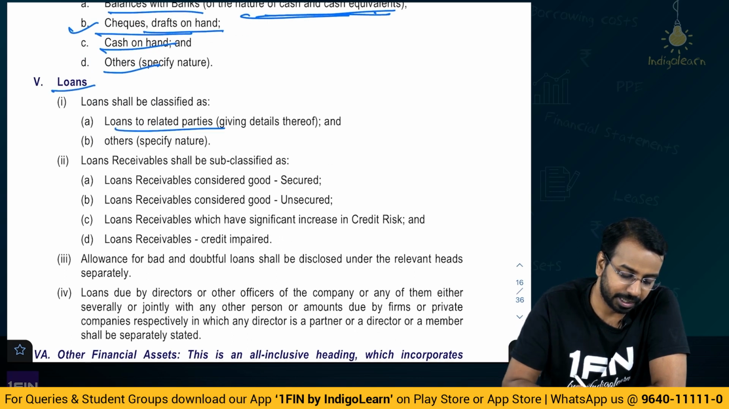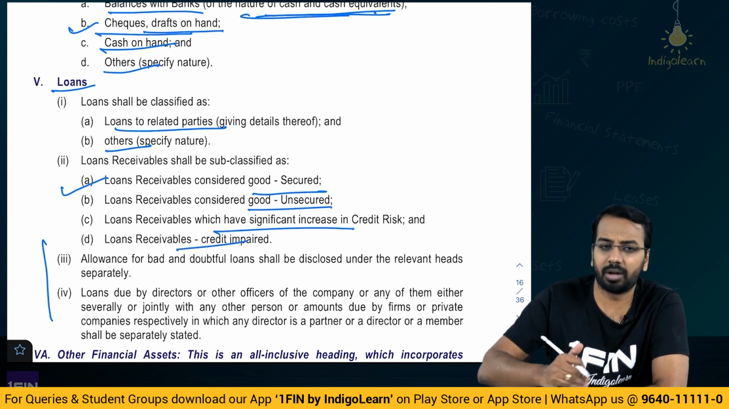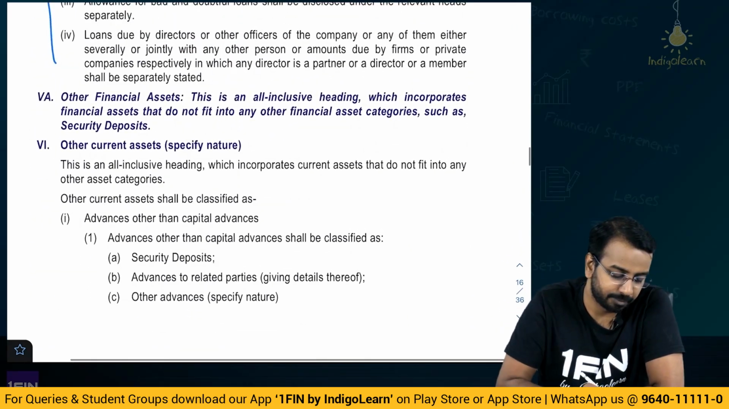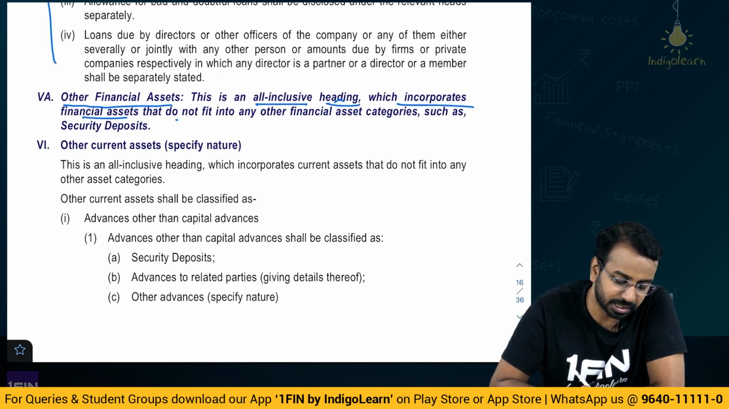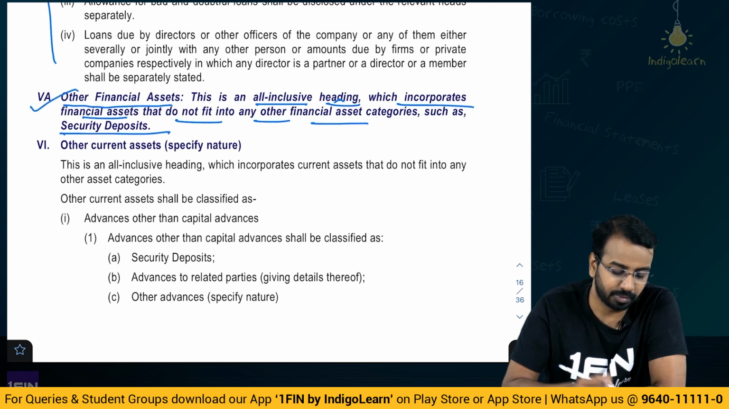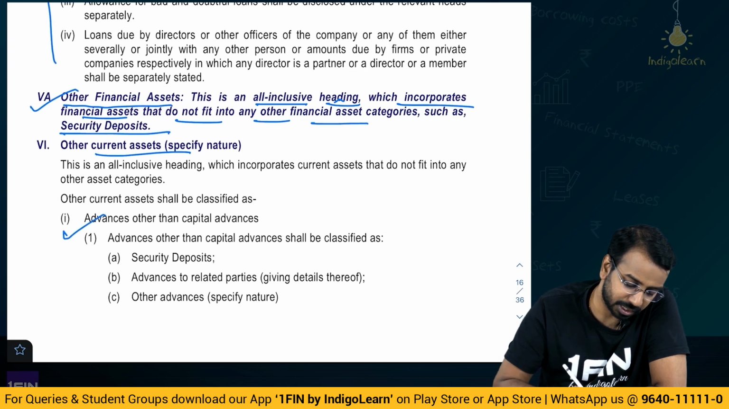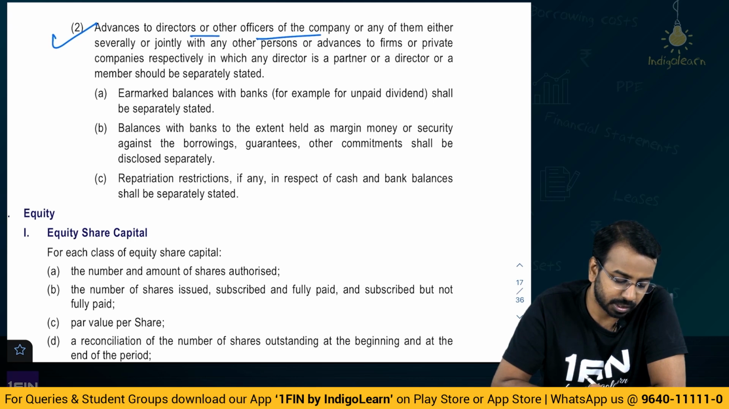Then loans, again related parties, others separately. Receivable considered good, secured, unsecured, increasing credit risk, credit impaired, and similar things. So whatever you have learned in non-current, the same way is the breakup in the current asset. Then other financial asset. This is an all-inclusive heading which incorporates financial assets that do not fit into any other financial assets, such as security deposit. So if something does not fit into any other financial asset category, that will be put under other financial asset. Other current assets: advances other than capital advances, advances to directors, other officers, and similar lines.